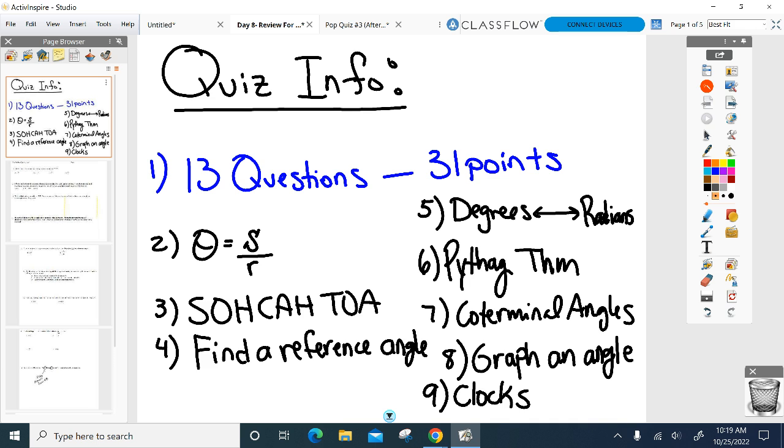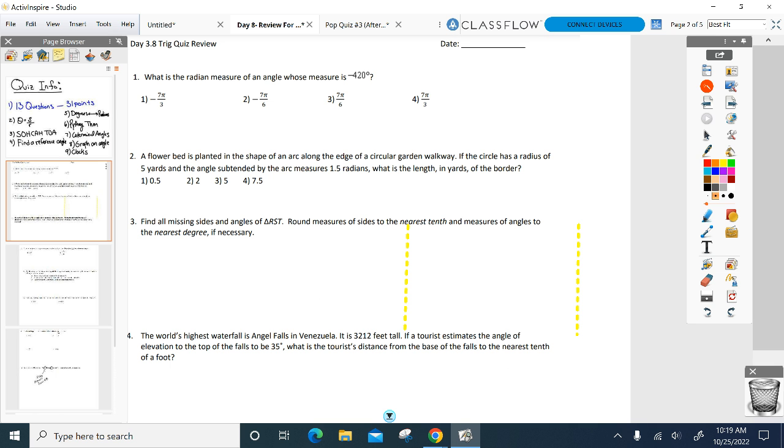All right. I got a question on 2. The 2 in my packet. It says a flower bed is planted in the shape of an arc. If the circle has a radius of 5 yards, and the angle subtended, that's a big word, there's a little SAT word, arc measures 1.5 radians. What is the length?